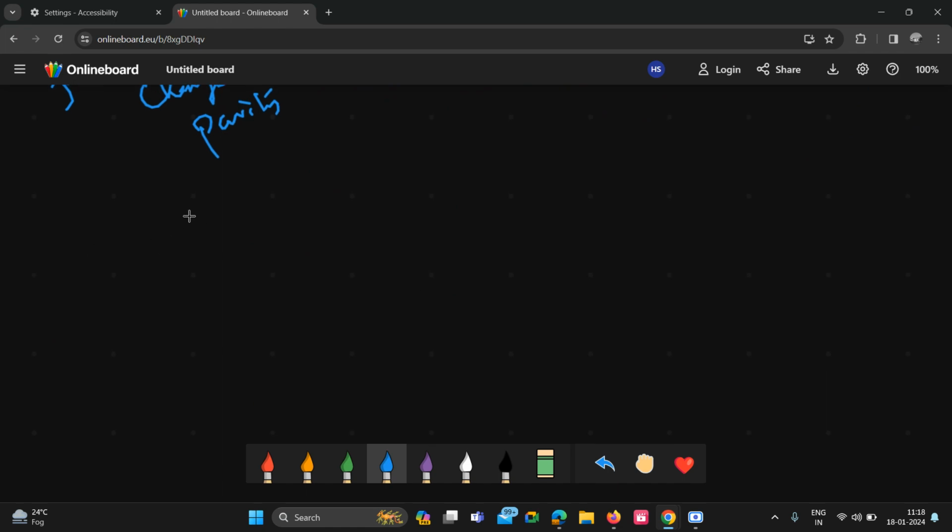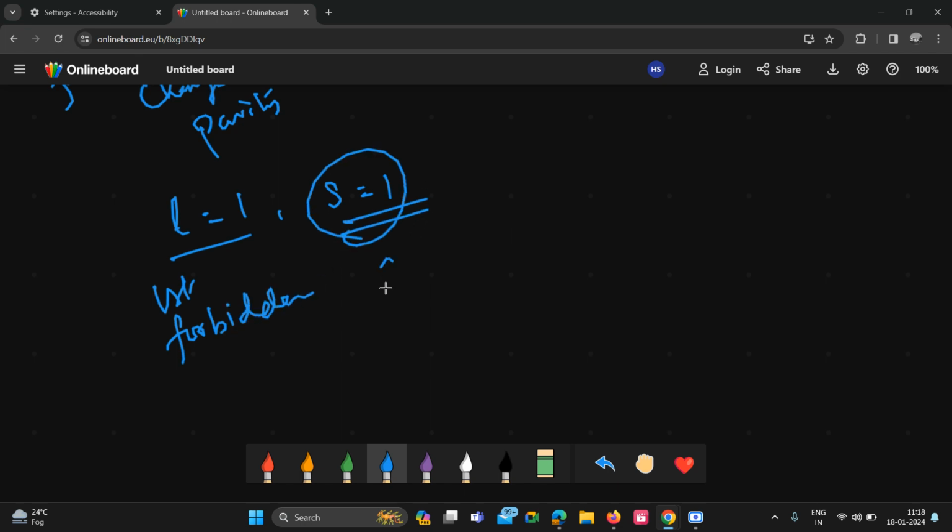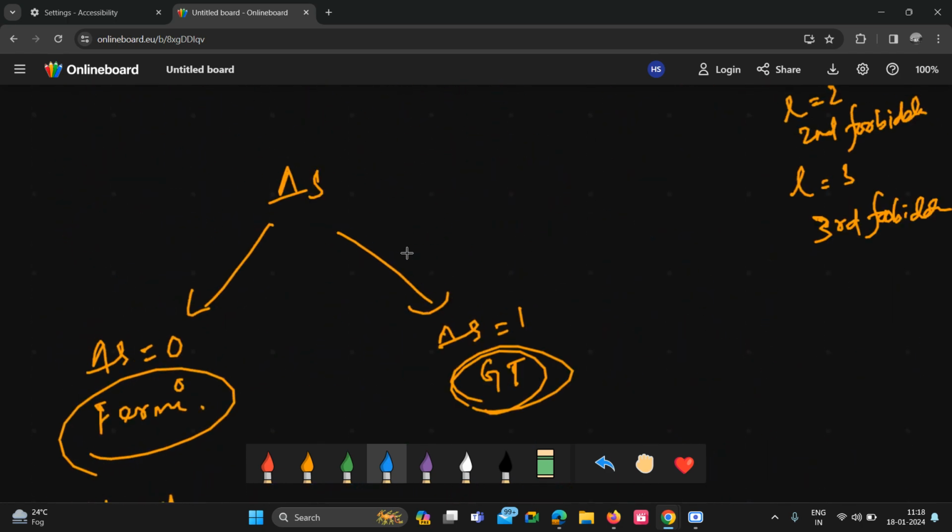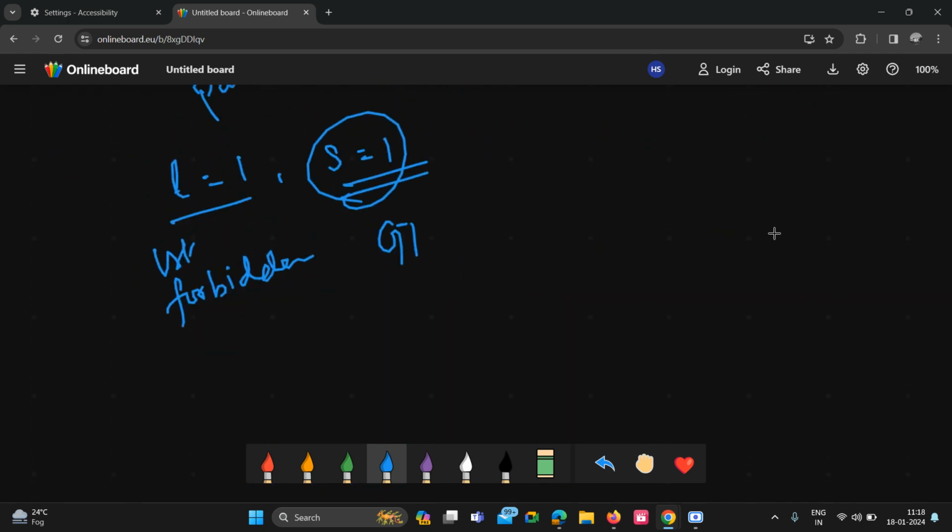Again, for example, L is equal to 1, S is equal to 1. L equal to 1 is first forbidden. S equal to 1 is for GT, as we have just studied. So I can say first forbidden by Gamow-Teller, or GT. Is that right? So let's do some examples.